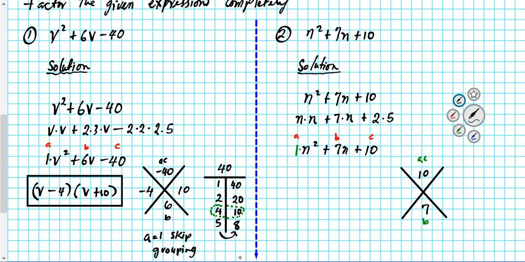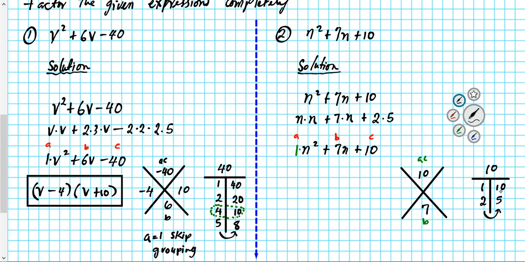Okay, now AC is 10, and then B is 7. So now we're going to play the x game. What 2 numbers multiply to give you 10 and add to give you 7? All right, so let's exhaust the pair of integers that multiply to give us 10. See if we can figure out the answer. 1 times 10 is 10, and then 2 times 5. And that's basically it. Okay.